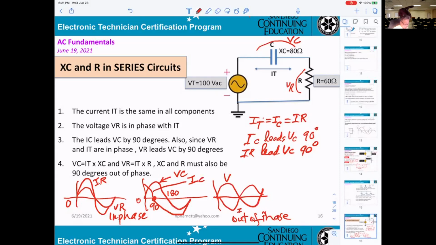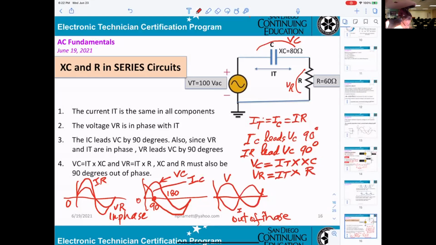So VR will lead VC by 90 degrees. And VC lags the current. They say VC equals IT times XC. VR equals IT times R. So, in here they say VC equals IT times XC, and VR equals IT times R.